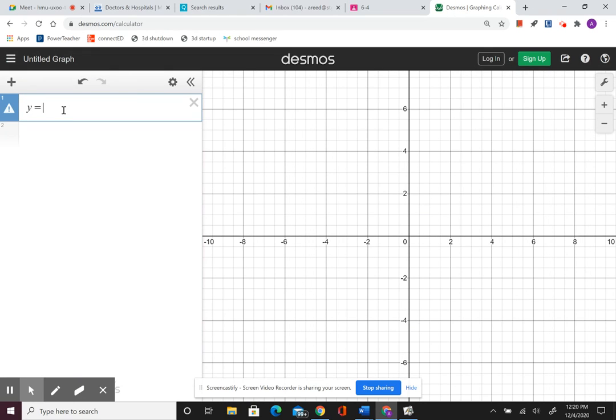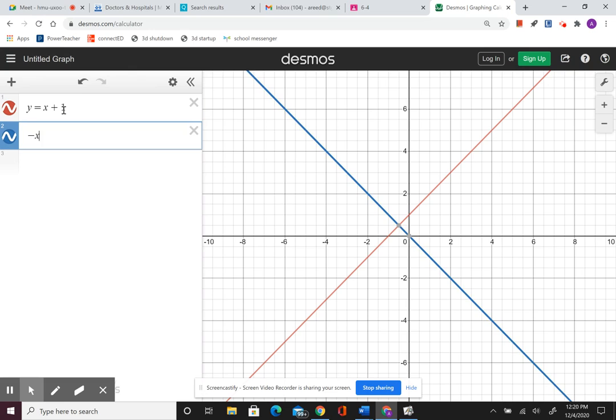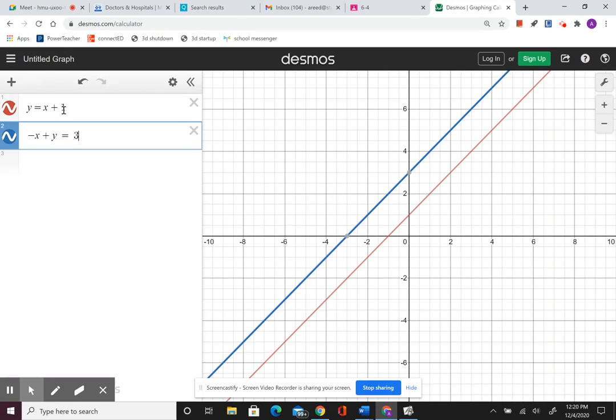And we're going to go y equals x plus 1. We get that line there. And the other equation that they gave us is negative x plus y equals 3. And we get that line. And we can see that those are two parallel lines. So there's no solutions, and they are inconsistent.